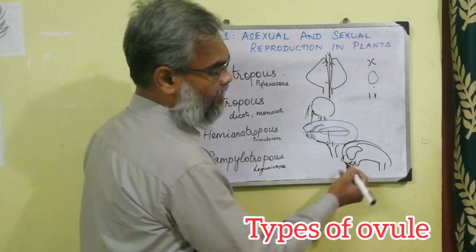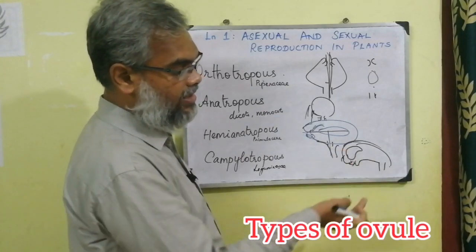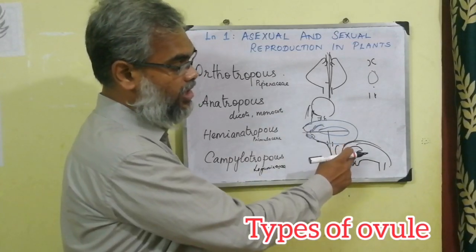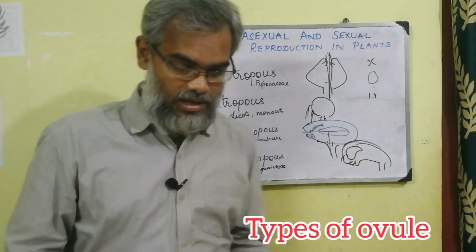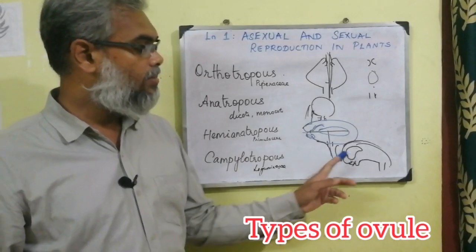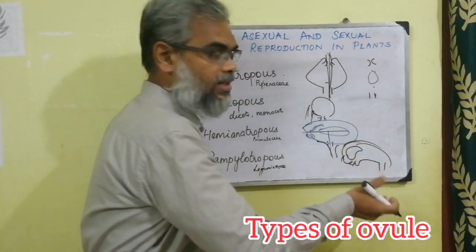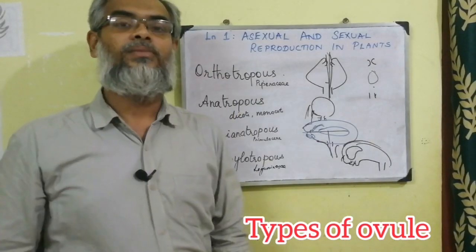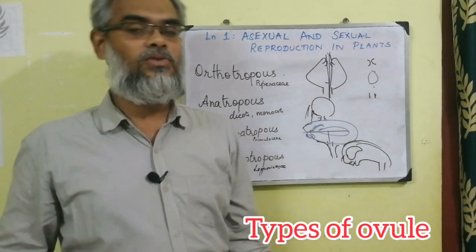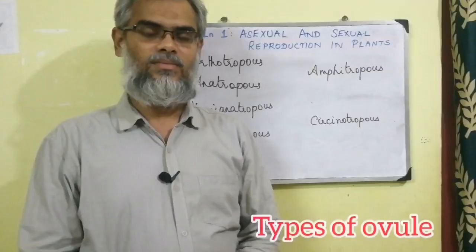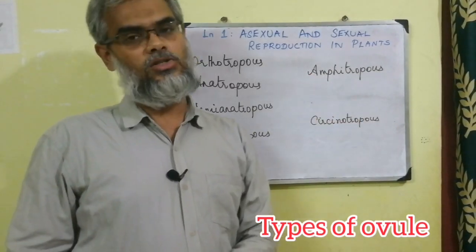I am drawing a rough diagram only. I will show you the real picture after this class. So they occur as bean shaped, and the embryo sac is slightly curved also. If you see, the hilum, micropyle and chalaza are all together, because it is curved. So everything is curved. Apart from these four types, the next two types are amphitropous and cercinotropous.